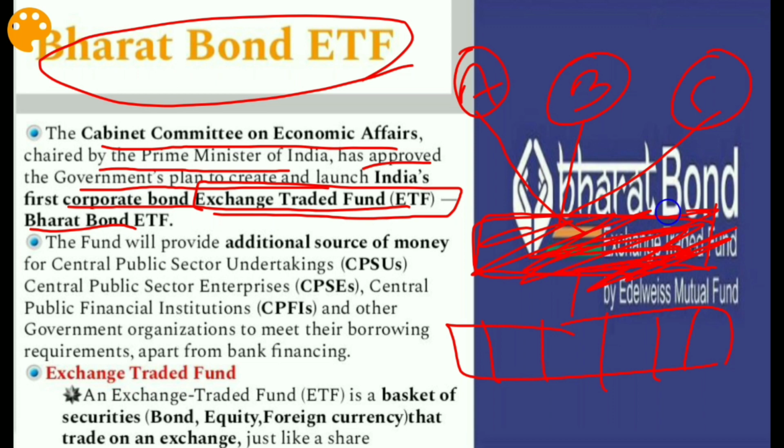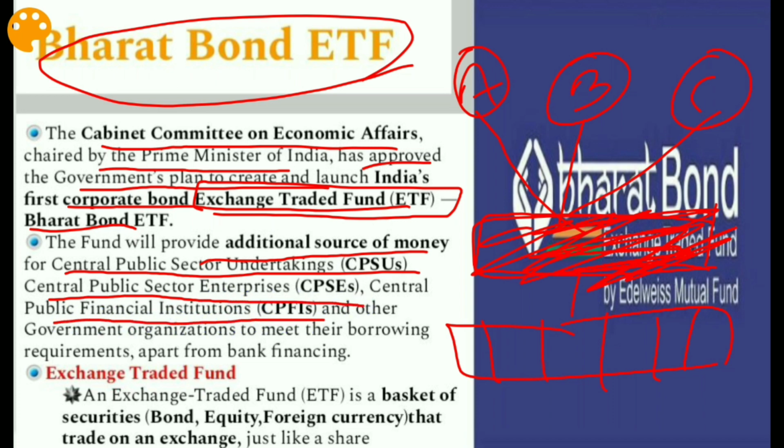It is also known as Bharat Bond ETF. The fund will provide an additional source of money for central public sector undertakings, that is CPSUs, central public sector enterprises, CPSEs, central public financial institutions, CPFIs, and other government organizations to meet their borrowing requirements apart from bank financing.